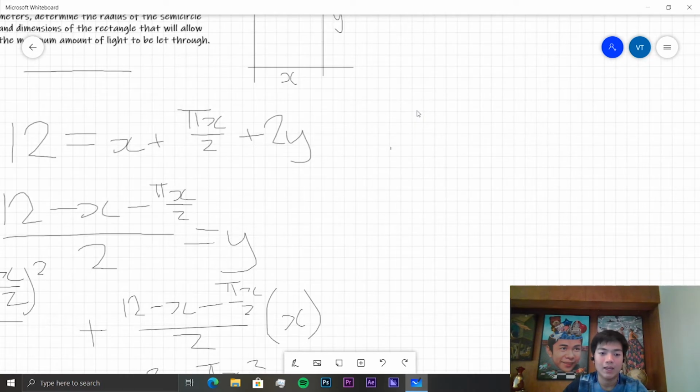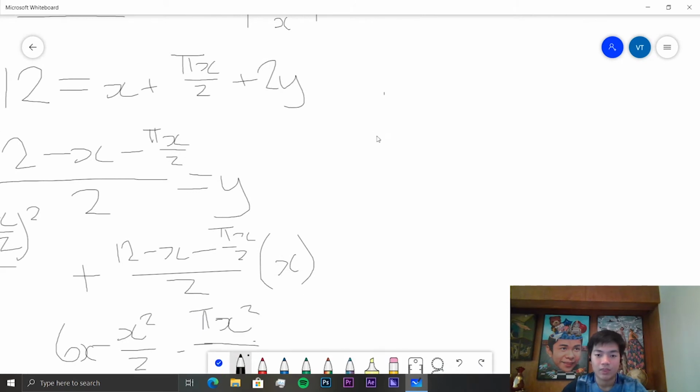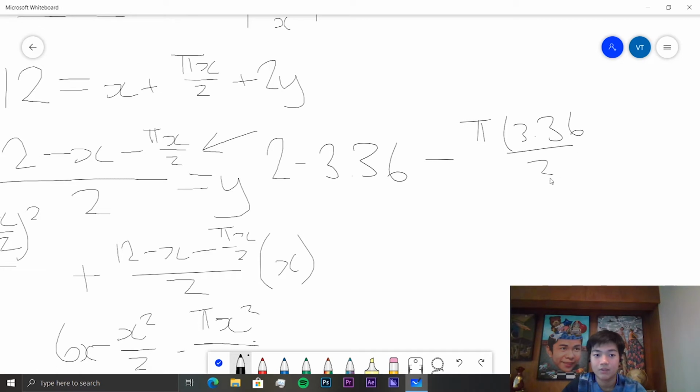Knowing that this is equal to 3.36 meters, we now also need to find the height of the rectangle, which is y. And if we plug this into this y equation, we have 12 minus that, minus pi times that over 2, all over 2. Actually I'm just going to use 3.36 because it's simpler.